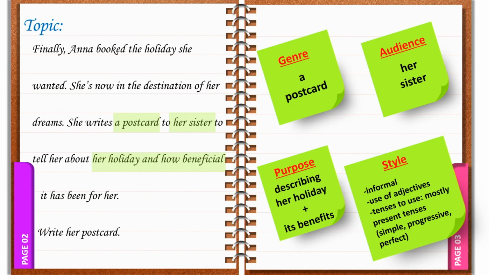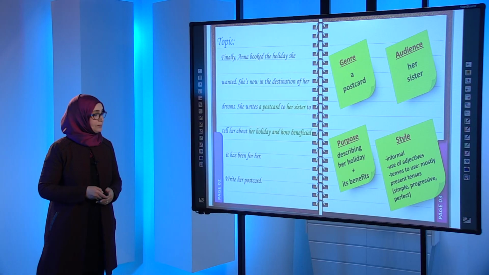Since she is describing her holiday, she's going to use adjectives. And she's now taken on her holiday, so the present tenses are going to prevail. Mostly present tenses, of course: simple present, present progressive, and present perfect.